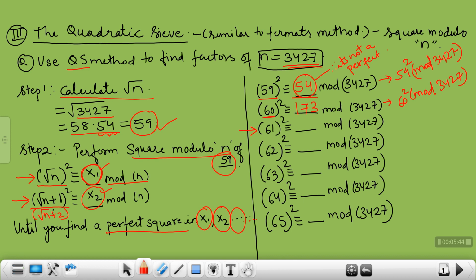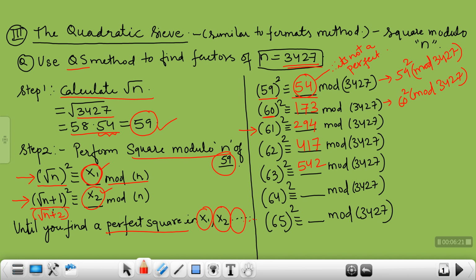Similarly, we solve step number 3, that is, square root of n plus 2. That is 61 squared mod 3427. We get the answer 294. 294 is also not a perfect square. So we go for square root of n plus 3, which is 59 plus 3, that is 62. So 62 squared mod 3427 gives 417. 417 also is not a perfect square. Next, square root of n plus 4, that is 63 squared, and we get 542. Again we check.